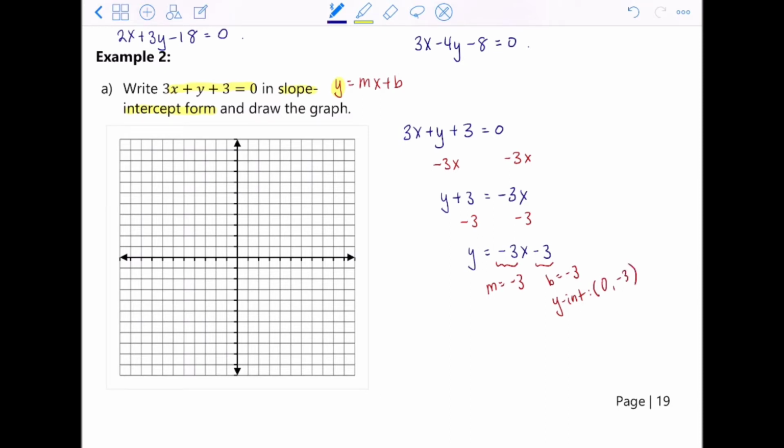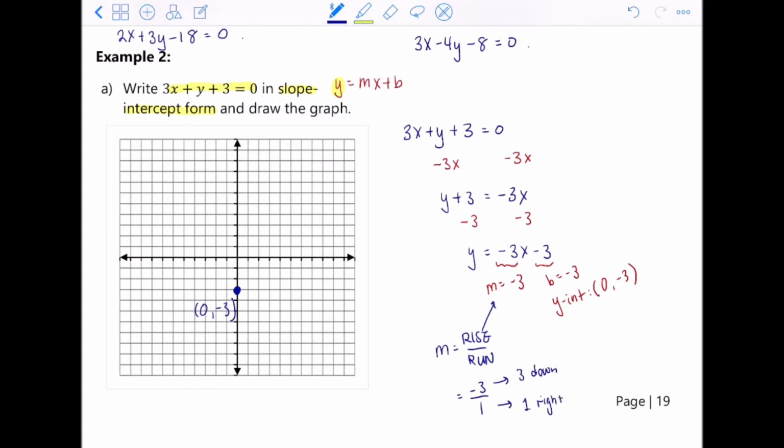So we're going to start graphing by plotting the y-intercept because that's the only coordinate we know. So the coordinate is 0 and negative 3. So we have 0 and negative 3 here. And then we're going to use the slope. You know, slope is rise over run. And if we say slope equals negative 3, we know it's technically negative 3 over 1. So we go 3 down and 1 to the right.